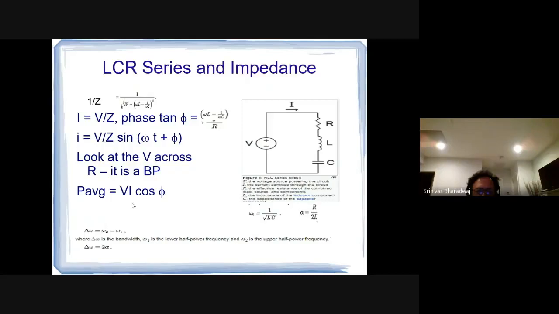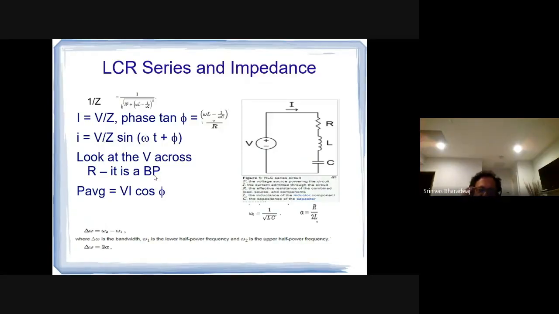Now, delta omega is this other term, which is related to this other term called alpha. Okay. Delta omega is said to be the bandwidth of the circuit. Okay, so typically speaking, an LCR circuit acts as a band pass filter. Okay, so look at the V across R, it is a BP, means what? It's a band pass.